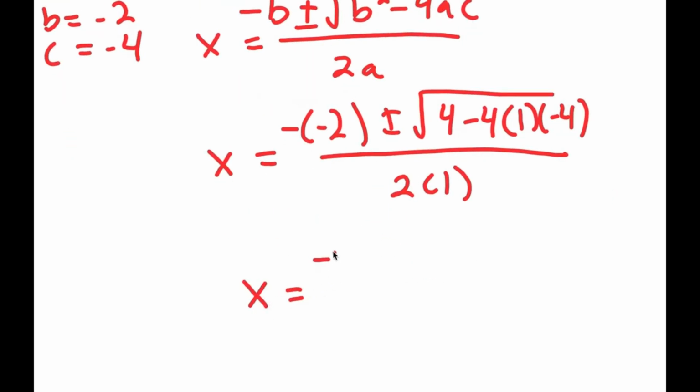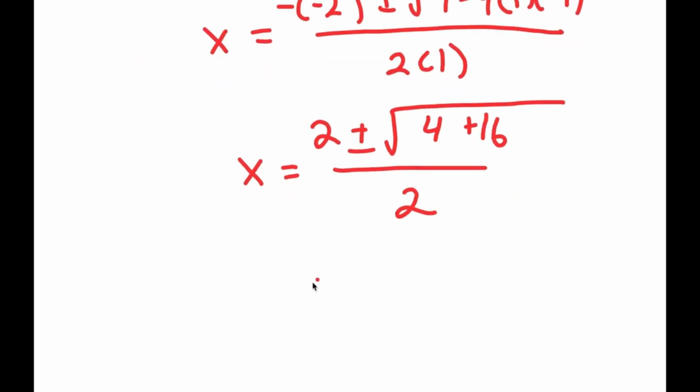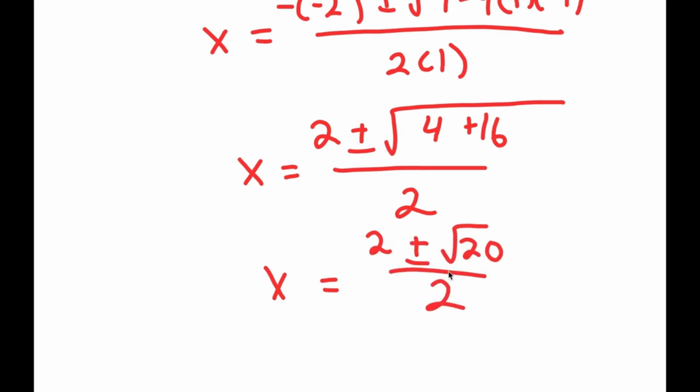And this is equal to positive 2 plus or minus the square root of 4 minus 4 times 1 times negative 4, which is 4 plus 16 over 2. And this is equal to 2 plus or minus the square root of 20 over 2.